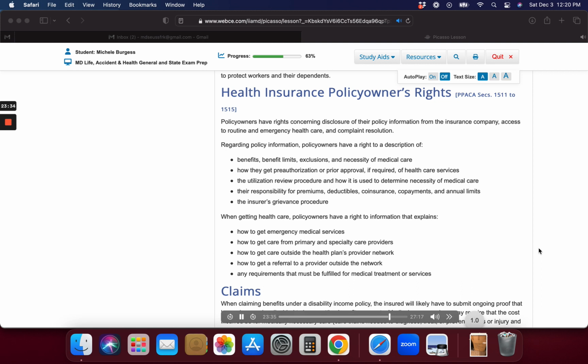Claims. When claiming benefits under a disability income policy, the insured will likely have to submit ongoing proof that he or she remains disabled to keep getting benefit payments. Medical expense plans may require that the cost incurred be for medically necessary care, care that is needed to diagnose, treat, or prevent illness or injury and meets accepted standards of medical practice. The insured may be required to get the care from a particular caregiver to receive the benefit payment. Some medical plans require pre-authorization from the insurer before the insurer will cover the costs of a medical procedure.